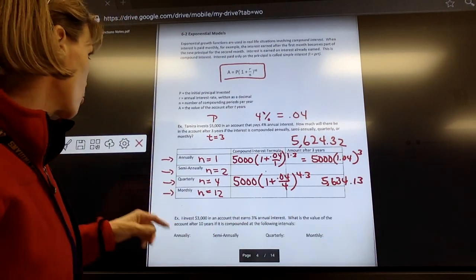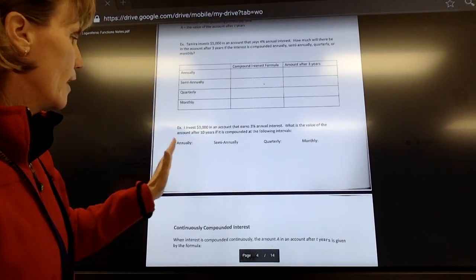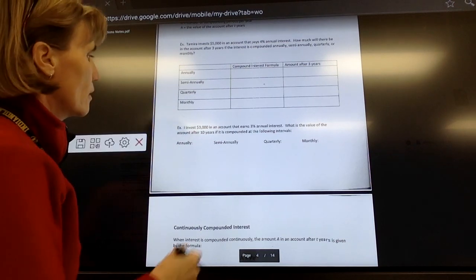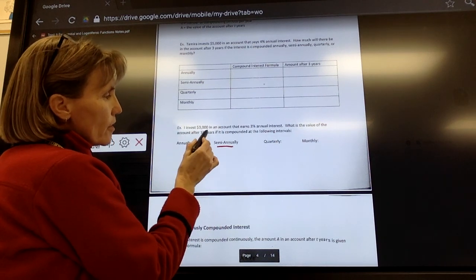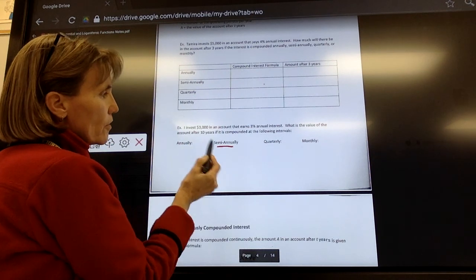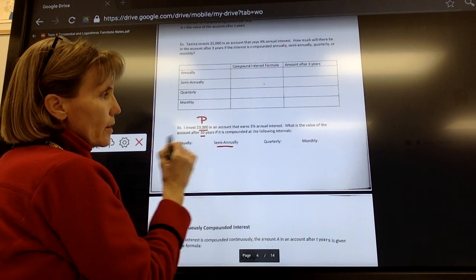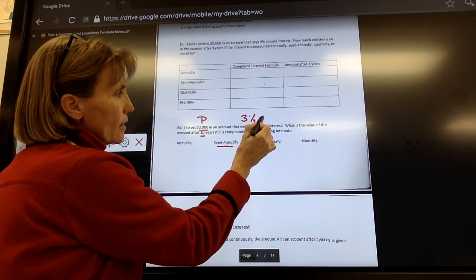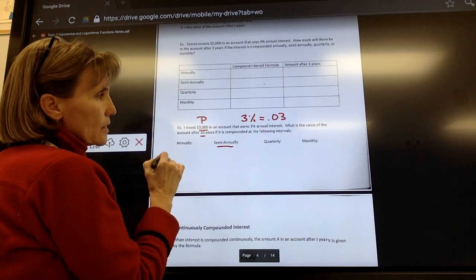Okay, we've got the same situation here at the bottom. We're going to ask you to calculate annually, semi-annually, and quarterly. I'm using that compound interest formula at the top. This time I'll do semi-annually. If I invest $3,000 in an account that earns 3% annual interest, what's the value of the account after 10 years? So $3,000 is my principal amount. I put 3% in as a decimal, 0.03, and time is 10.